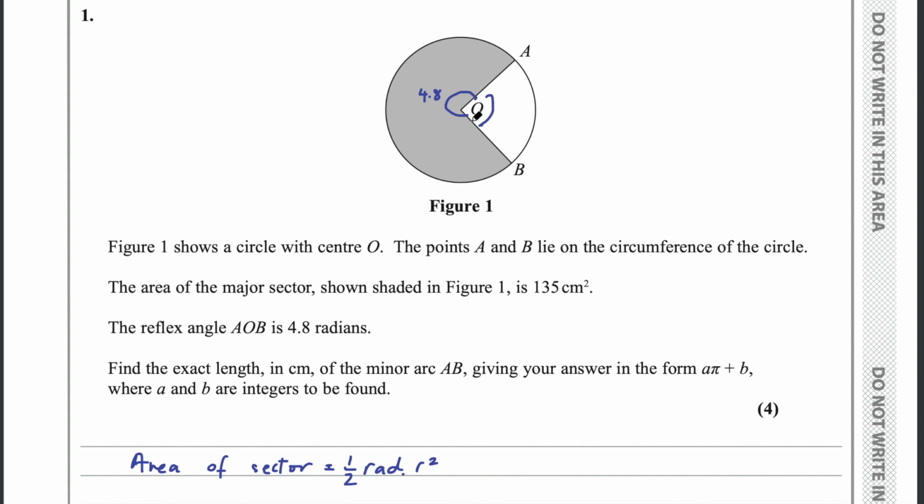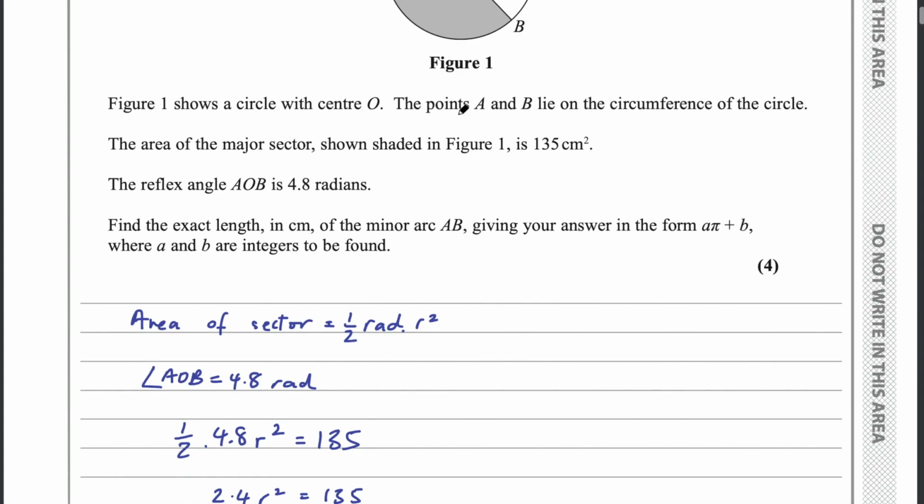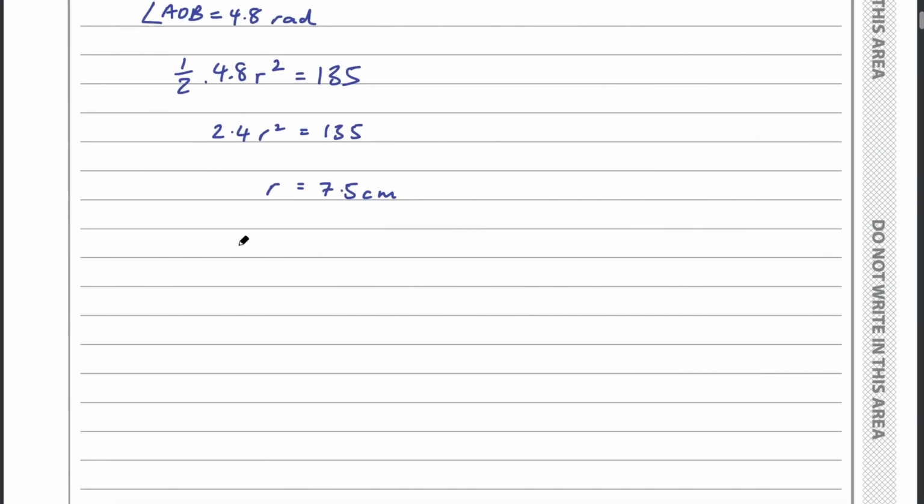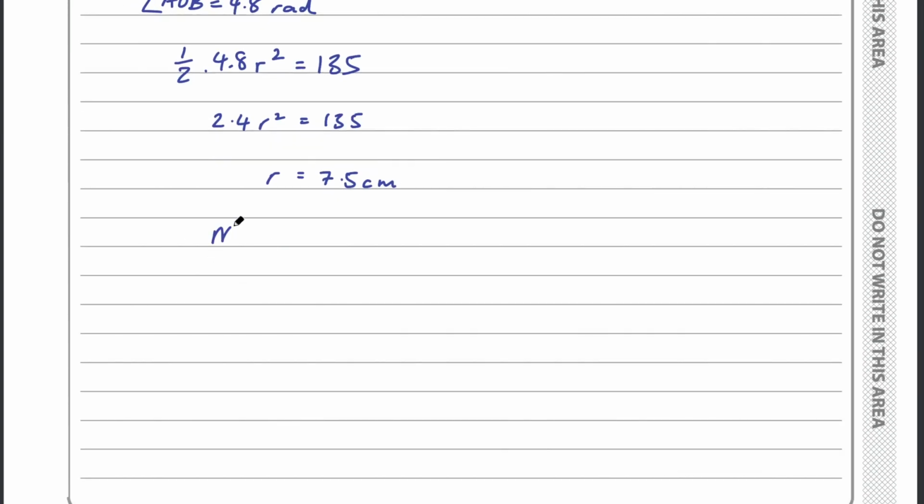So this angle is going to be 2 pi take 4.8, and then if we multiply that by 7.5, we'll have that length. So the arc length, the minor arc, is going to equal 2 pi take 4.8, which is the angle of the arc, multiplied by the radius, which is 7.5. And now we needed it in the form A pi plus B.